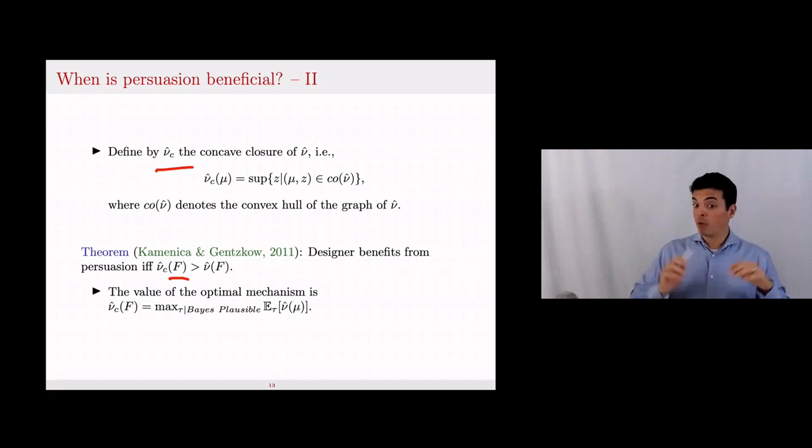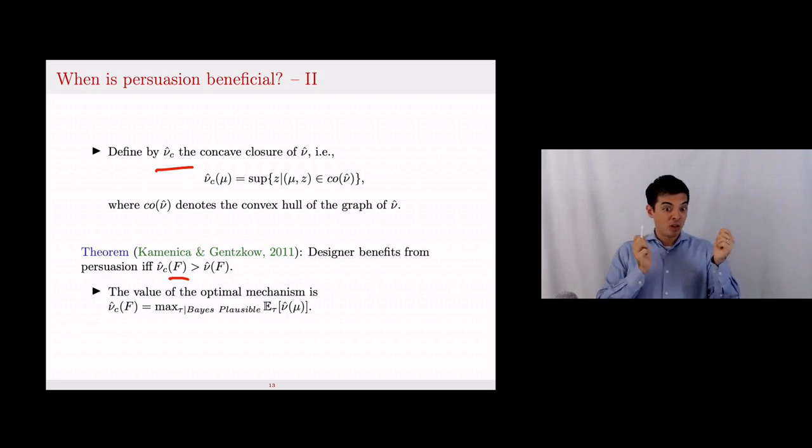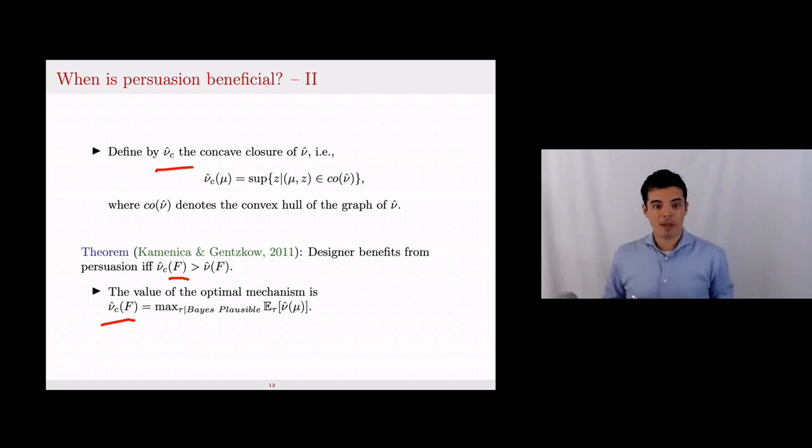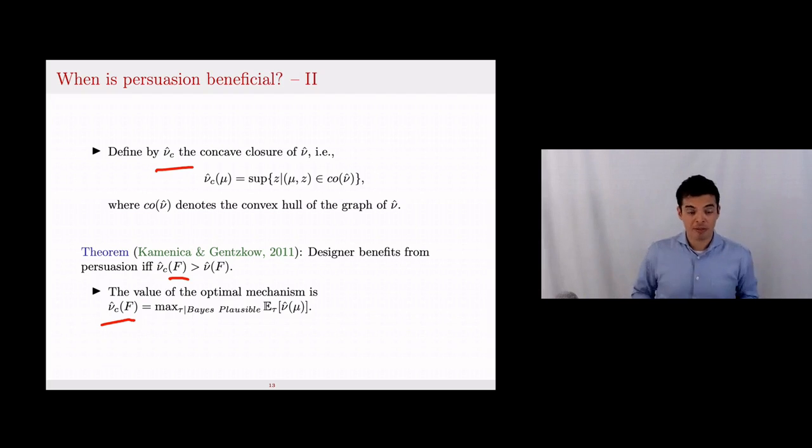Moreover, you can also reason about the optimal payoff of the designer when she finds the optimal information structure. That value is nothing more than the concave closure evaluated at the distribution F, at the initial state distribution, at the prior belief.